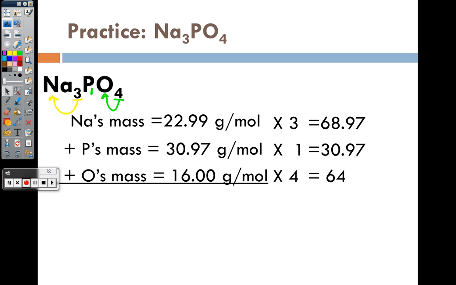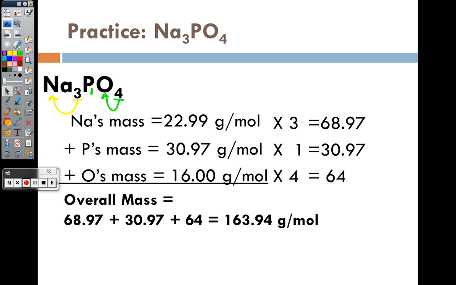All right, you're going to do what now? Add. You're going to add them together. Is there a question? Okay. So when you add them together, you're adding 3 of the sodium's mass, which is 68.97, with the mass of 1 phosphorus, 30.97, with the mass of 4 oxygen, which is 64. And your total molar mass for Na3PO4 is 163.94.